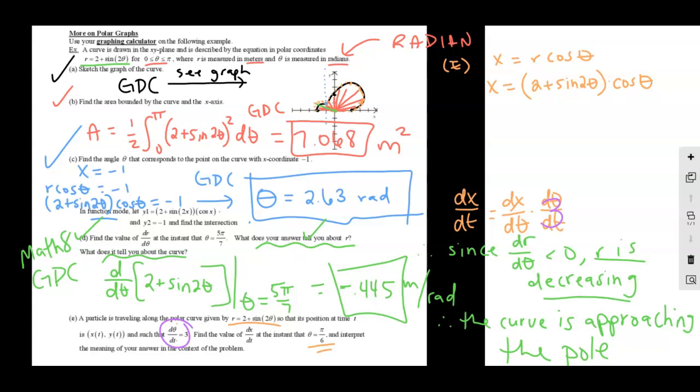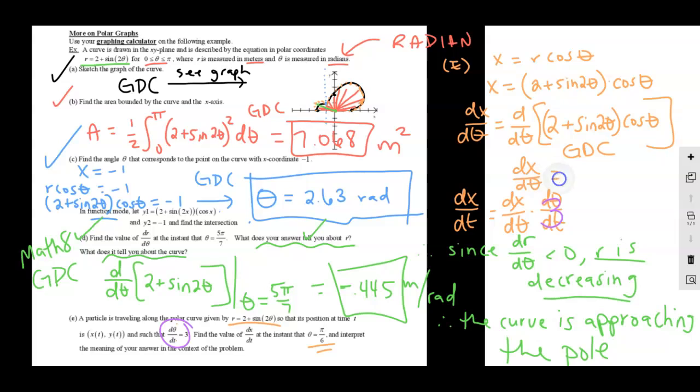I could take that derivative using the product rule, or we can just use the calculator, and then we take that number and multiply it by 3. All right, so let's go back. Let's get dx/dθ. dx/dθ would be the derivative of 2 plus sine 2θ, times cosine θ, right? That's x. I'm going to take the derivative of it. Of course, we're going to use our graphing calculator.